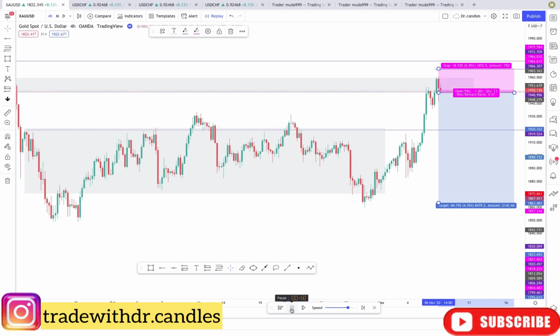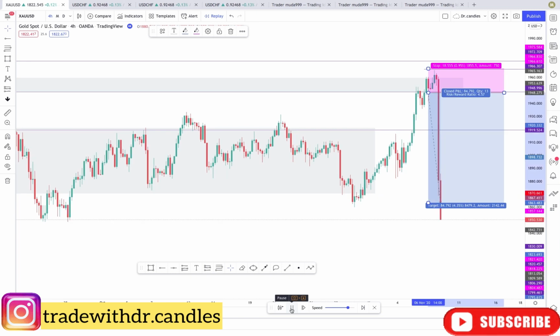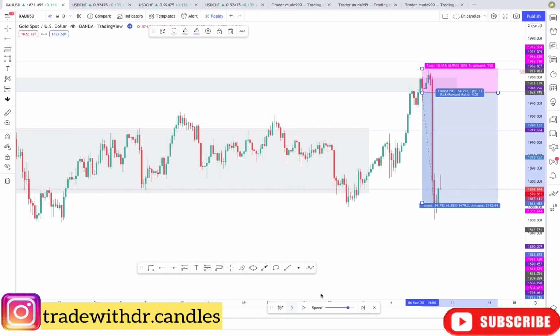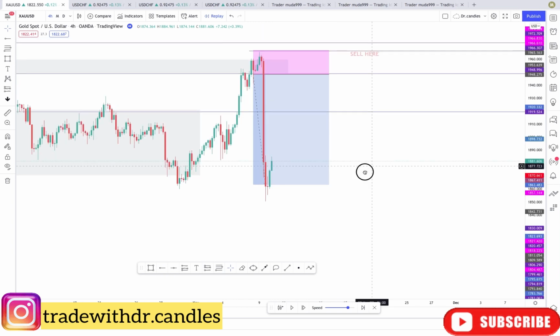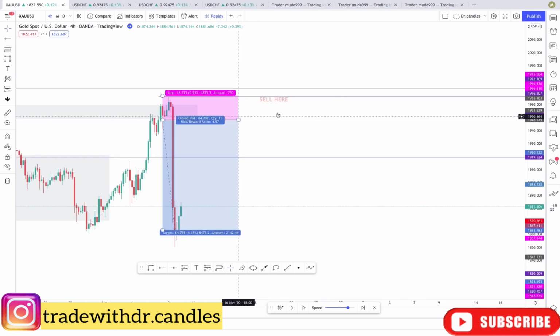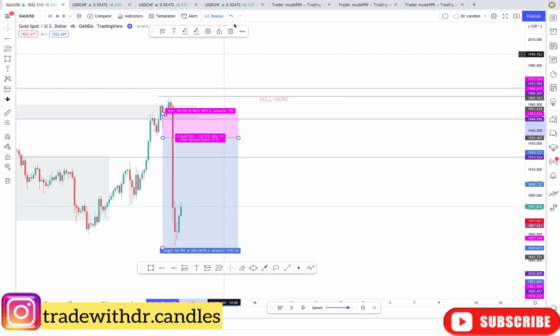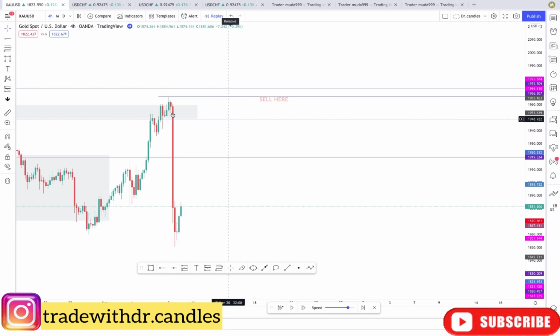So just wait and see how the market is going to react. Wow, this is so fast. Now you see another zone here. The market has now broken through this, so you can delete the first trade and then take another one.